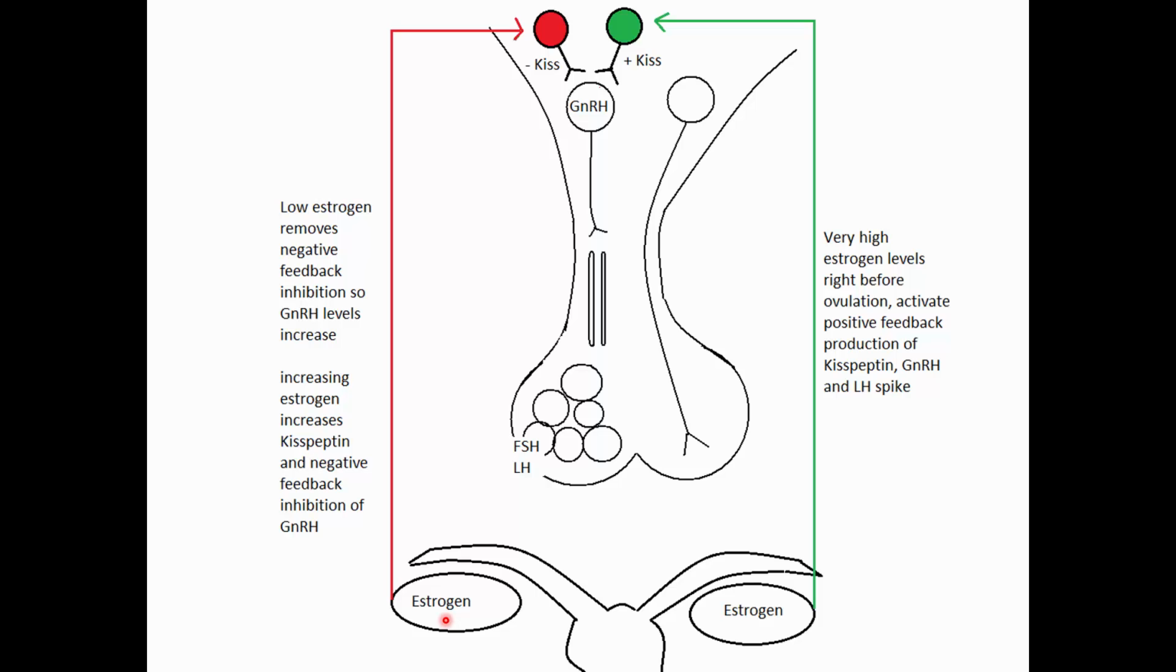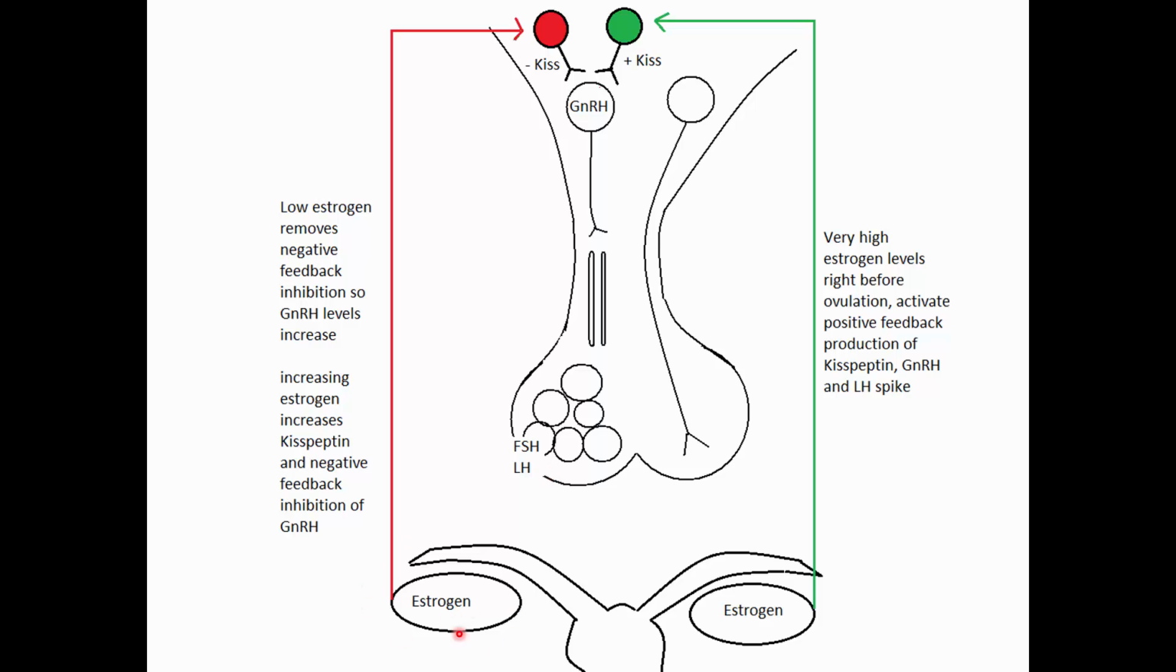Estrogen is going to start to be produced. As it is, those medium levels of estrogen feed back and inhibit the negative feedback neurons. We decrease kisspeptin, we decrease GnRH, we decrease FSH and LH.